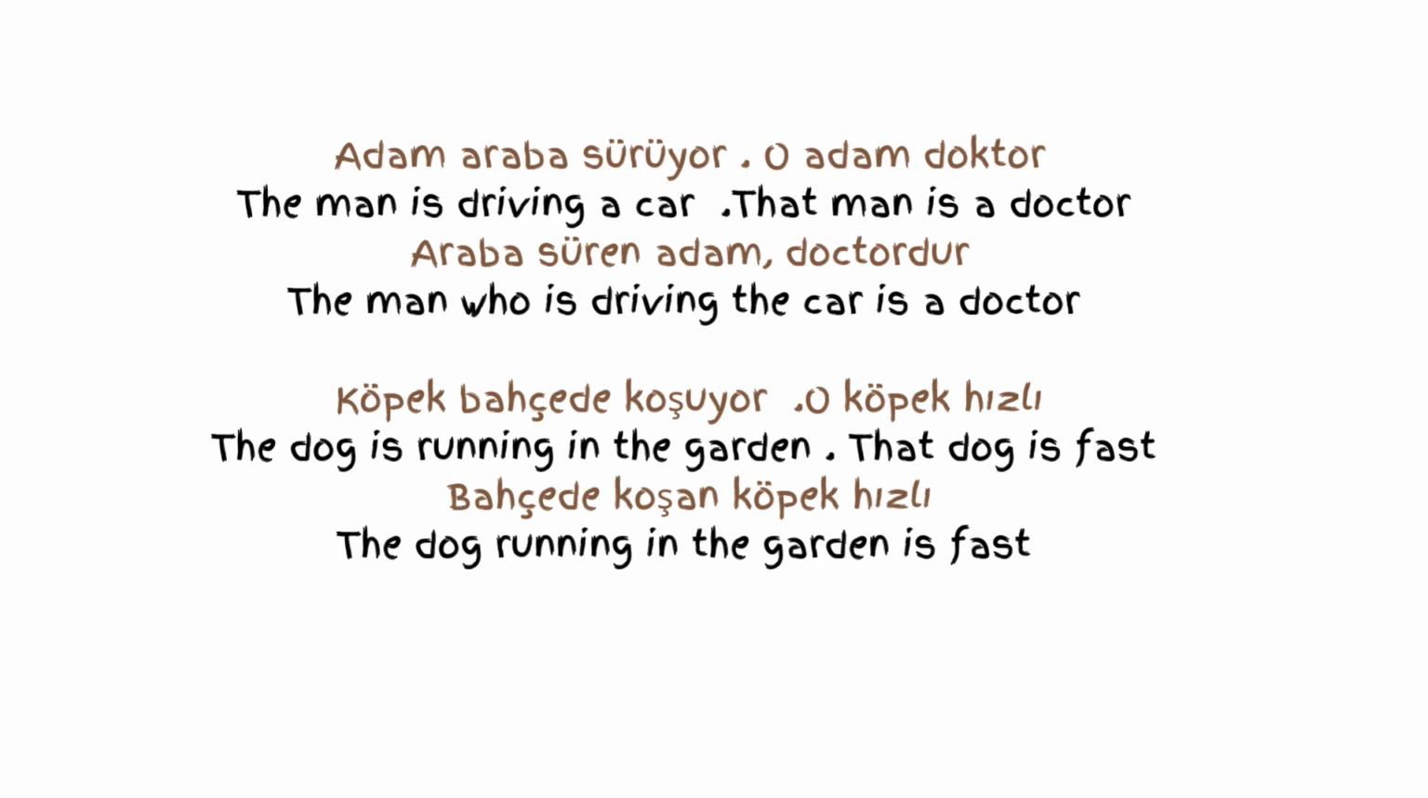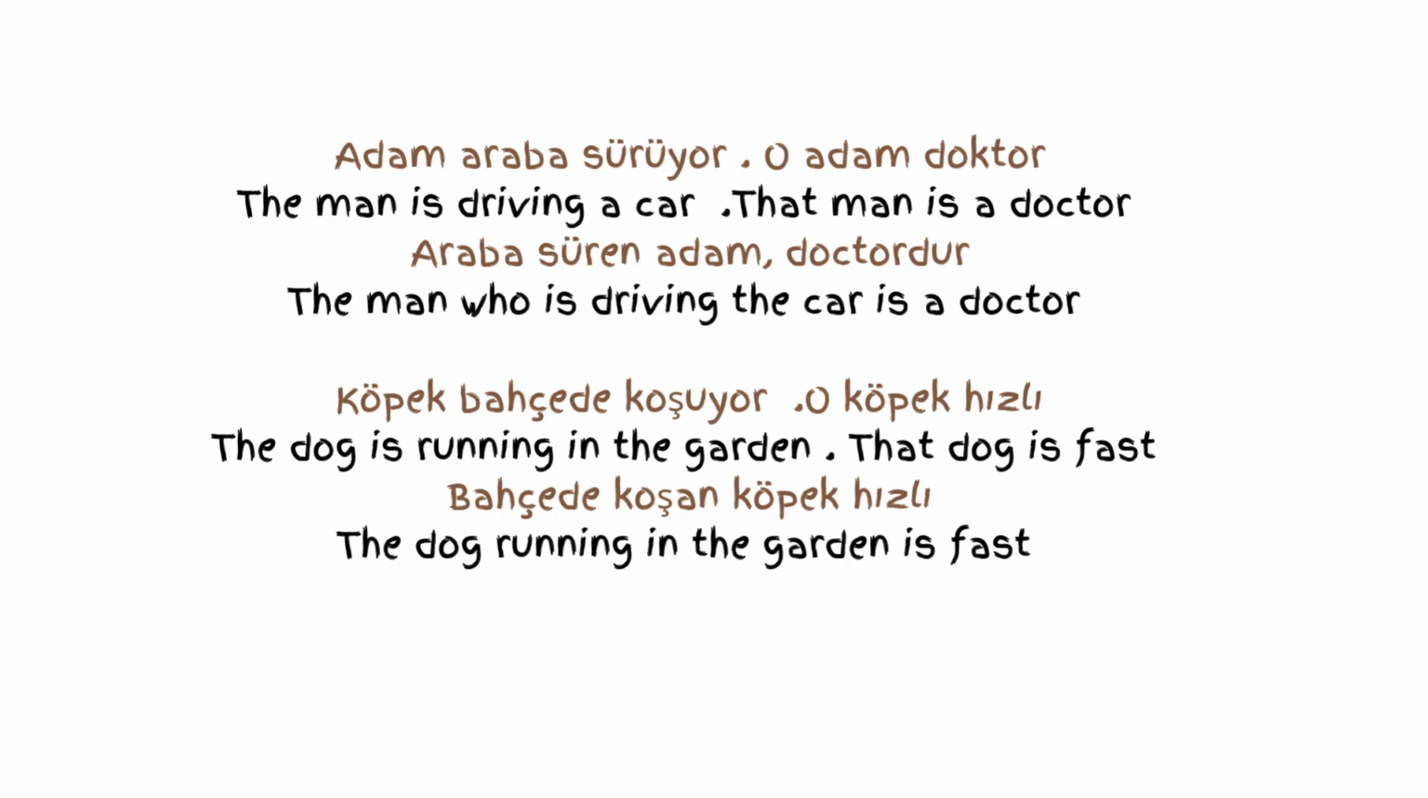Adam araba sürüyor. The man is driving a car. O adam doktor. That man is a doctor. I have the same subject. In the first part of the sentence, he's doing an action. In the second sentence, I'm defining him. Who is he? I want to combine them together in Türkçe, as we said.